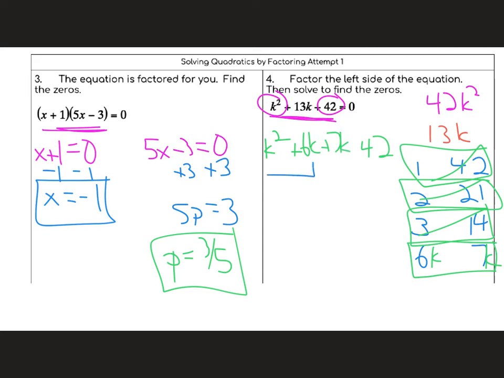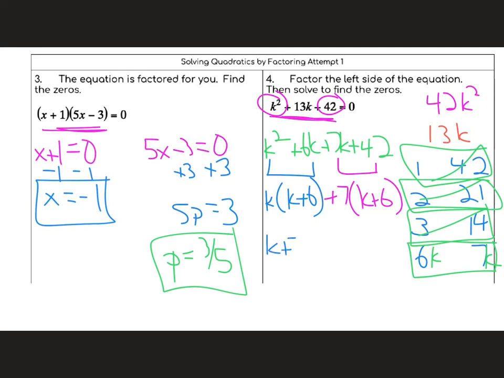What can I take out of the first two? I can take a k out. What am I left with? K plus 6. It's supposed to be a plus right there, I'm sorry. What can I take out of the second two? I'm hoping I have a k plus 6 here. 6 times 7 is 42. 7 times k is 7k. So I did that correctly.